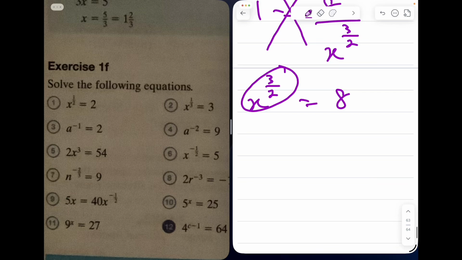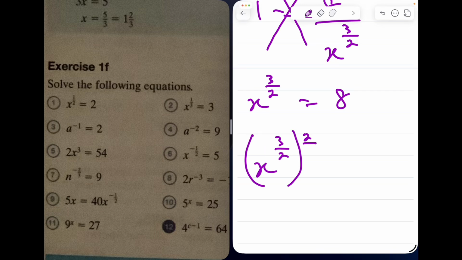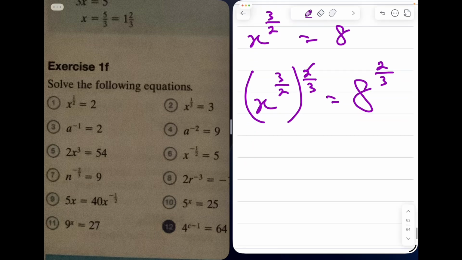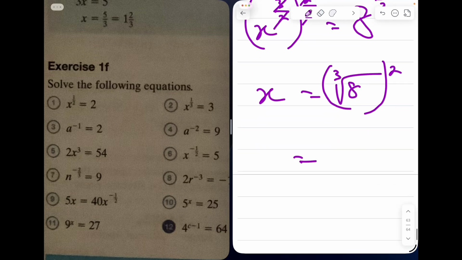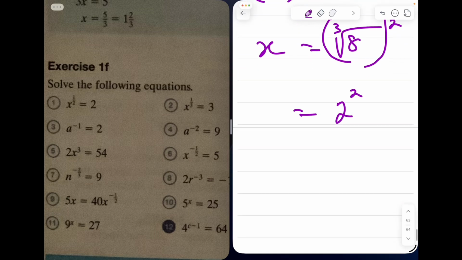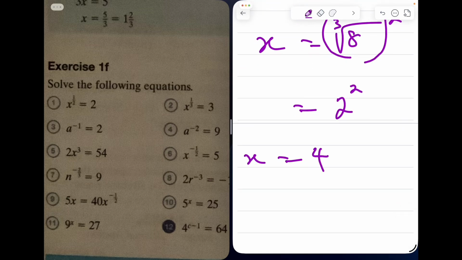And this simply means, now that we want to find x, we'll raise both sides to a power that's the reciprocal of this 3 over 2, which is 2 over 3. So raise both sides to the power 2 over 3. That will be equal to 8 raised to the power 2 over 3. And that simply means 2 here 1, 2 here 1, 3 here 1, 3 here 1. And that means x equals 8 raised to the power 2 over 3 simply means the cube root of 8 raised to the power 2, which means 2 raised to the power 2. And that therefore means x equals 4.